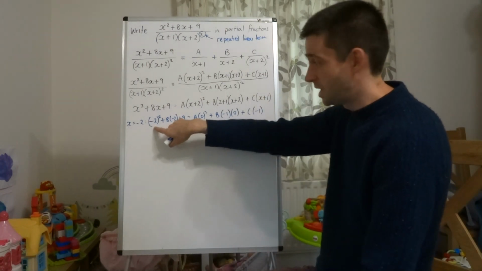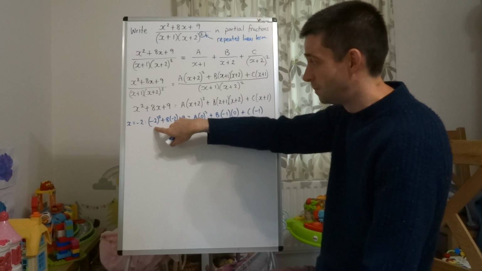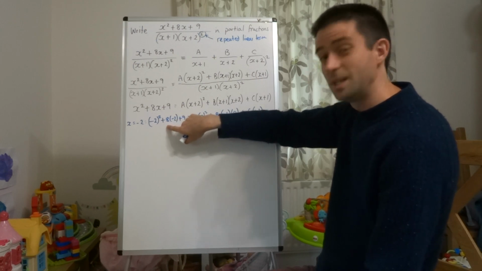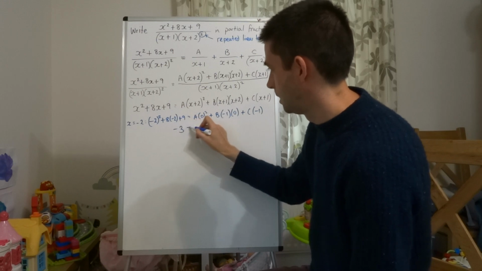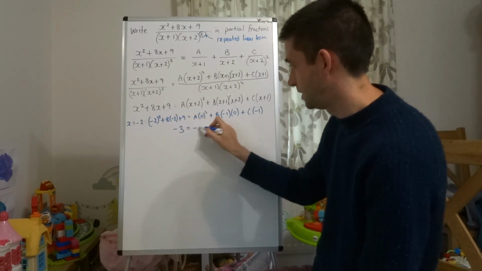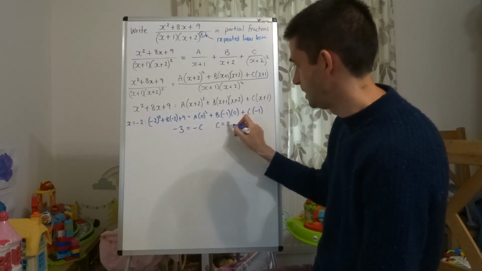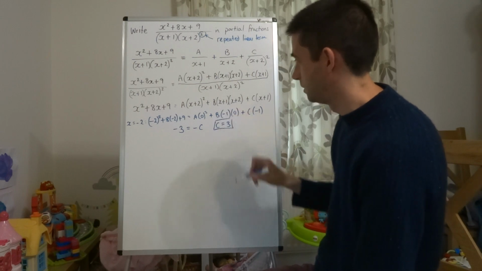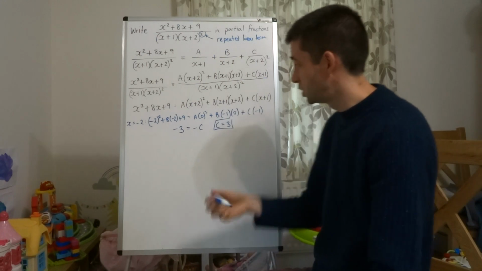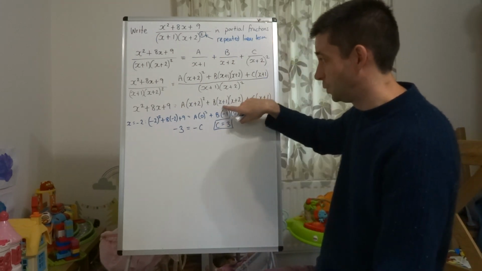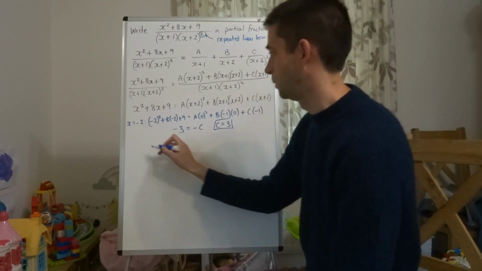Careful working this out. Negative 2 squared is positive 4. Take away 16, negative 12. Add 9 is negative 3. And that equals negative C, which means that C is 3. The value of C is positive 3. Okay, continuing on the journey, trying to make the next bracket equal 0, I need to make x equal negative 1.